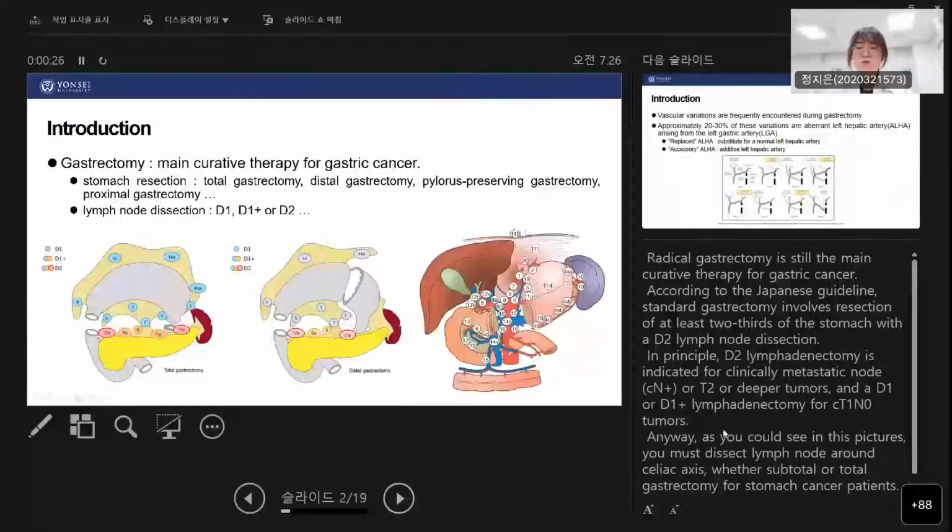Radical gastrectomy is still the main curative therapy for gastric cancer. According to the Japanese guideline, standard gastrectomy involves resection of at least 2/3 of the stomach with the D2 lymph node dissection. In principle, D2 lymphadenectomy is indicated for clinically metastatic node or T2 or deeper tumors, and a D1 or D1 plus lymphadenectomy for clinically T1 and 0 tumors.